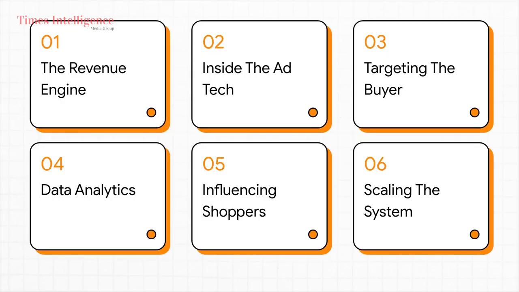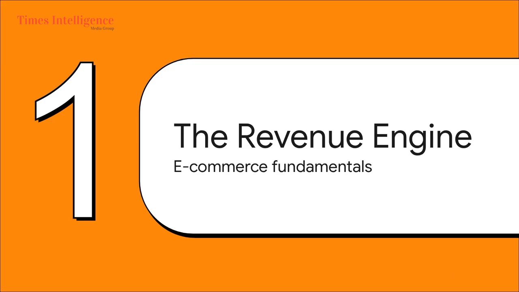To make all this actionable, we're following a structured system anatomy today. First, we'll look at the revenue engine, then jump inside the ad tech and see how we're targeting the right buyer. After that, we'll cover optimizing with data analytics, influencing shopper behavior, and finally, scaling the full system. Let's get to it. Starting off with part 1, the revenue engine.